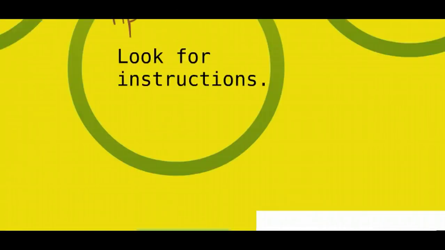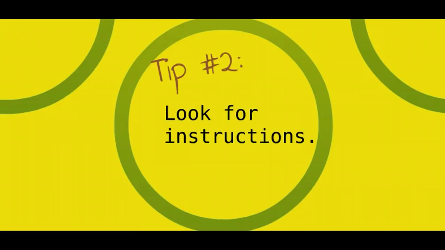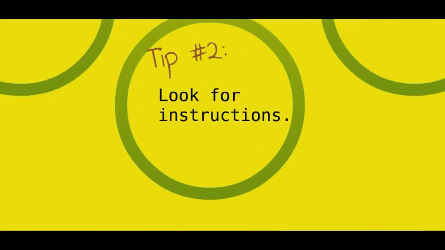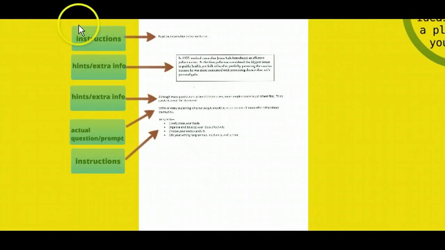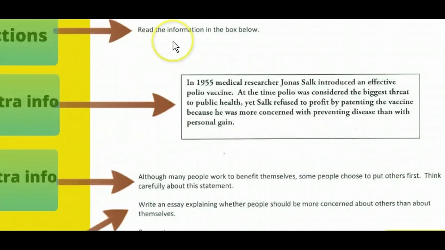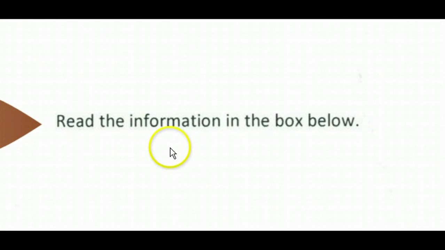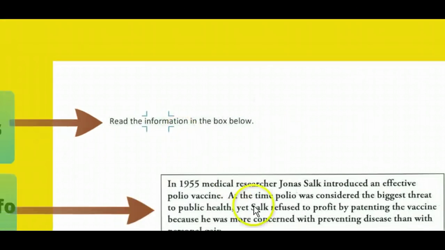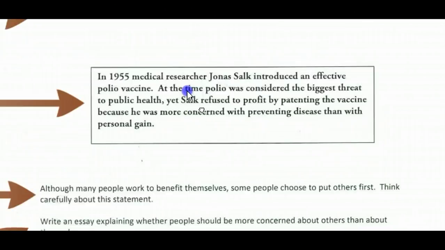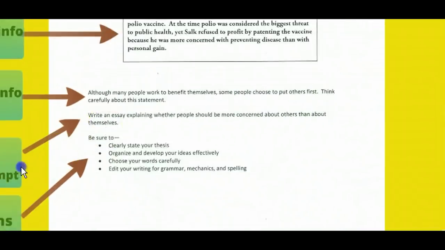So the first step is you need to look at every little detail. It matters. Okay. The second tip is within the information on there, some of the things on there will actually be instructions. Not everything on there is instructions, but some of the things will be instructions. So we can look back at this prompt and we can see not everything on here is instructions. We can look at the first sentence. Read the information in the box below. That's an instruction, right? But what's in that box is not instructions.